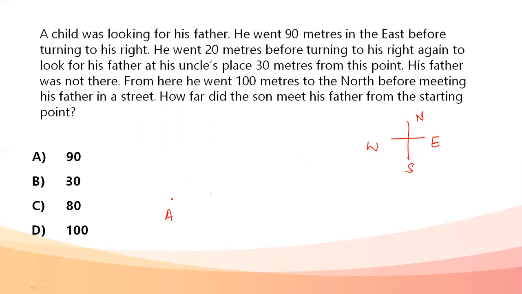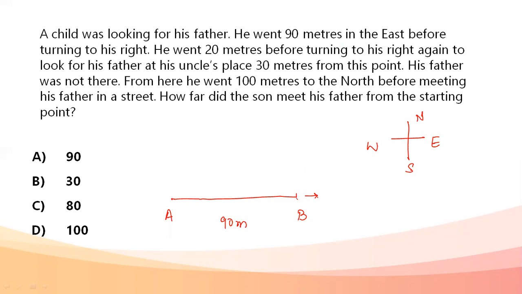90 meters in the east. 90 meters in the east, the person is going straight towards the right hand side. Let's say this is the point where he stops, B. This is 90 meters before turning to his right. Now the person is facing towards this side, to the right. He went 20 meters before turning to the right again to look for his father.